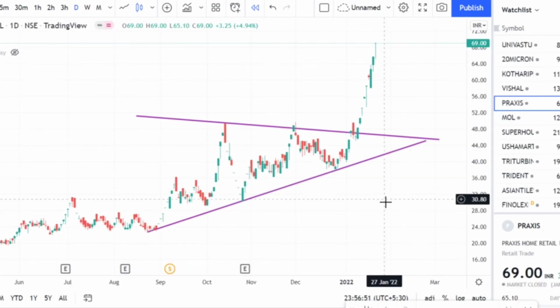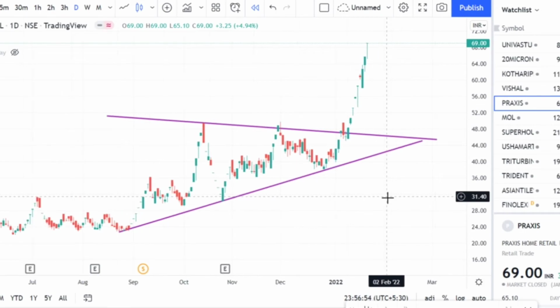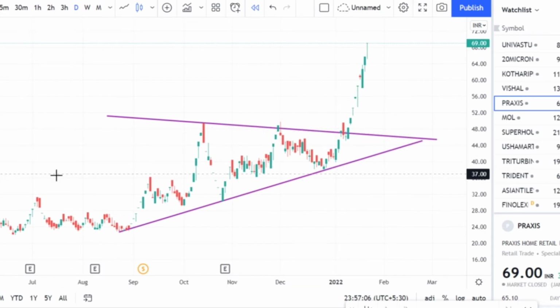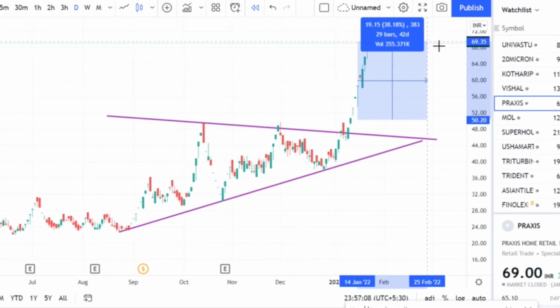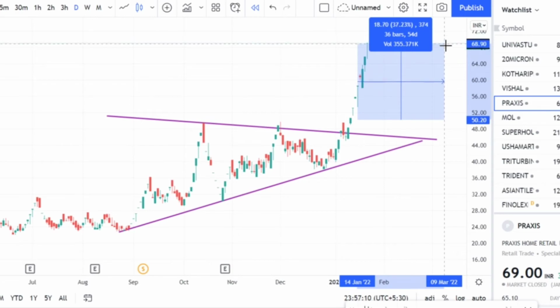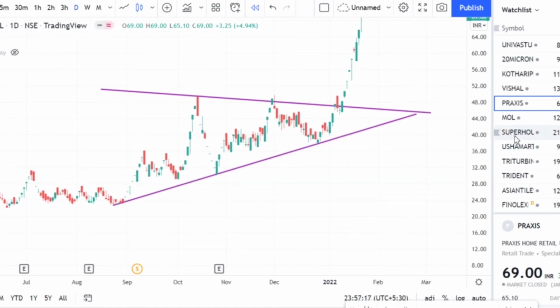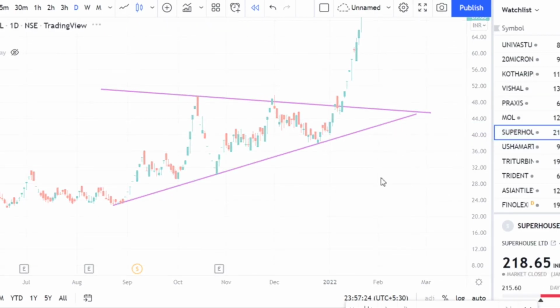The next chart is of Praxis. Okay, the candle made a green closing and made a breakout. You could have entered on the next green candle, and you could have easily made 36% return on your capital. Let me show you, guys, an expansion channel pattern.